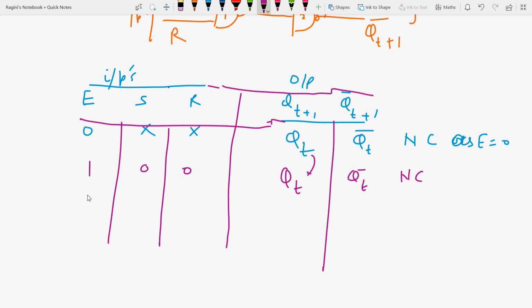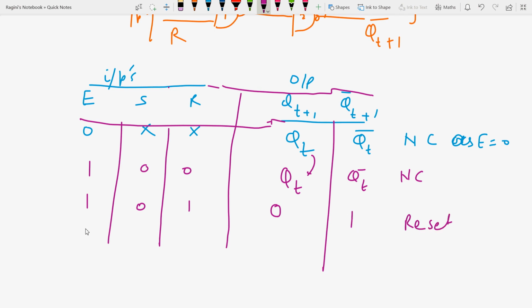Now, the next case is, again the enable signal is high, S is 0, reset is 1. So, Qt plus 1 will be reset, meaning 0. So, Qt plus 1 will be 0. And the complemented state of the output will become 1. So, this will be known as the reset condition.